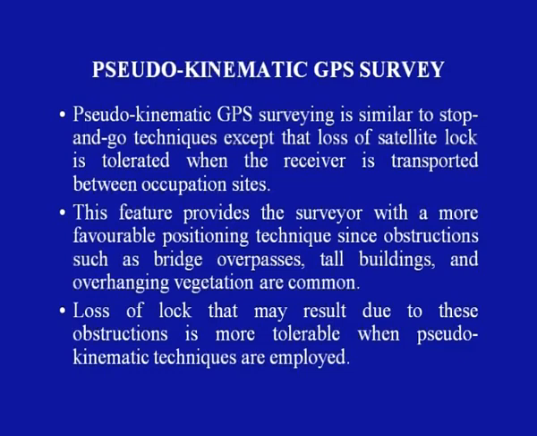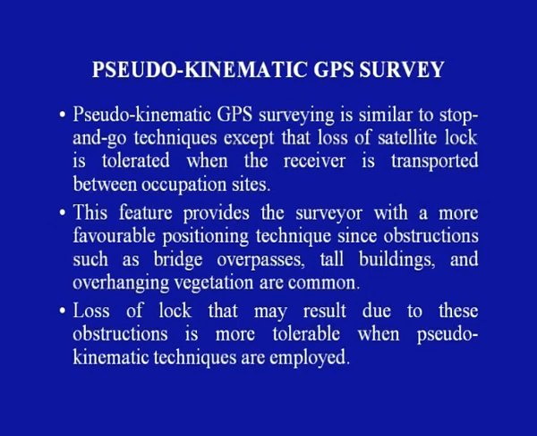The next method is pseudo kinematic GPS survey. Pseudo kinematic GPS survey is similar to stop and go techniques, except that the loss of satellite lock is tolerated when the receiver is transported between occupation sites. This feature provides the surveyor with a more favorable positioning technique, since obstructions such as bridge overpasses, tall buildings and overhanging vegetation are common.